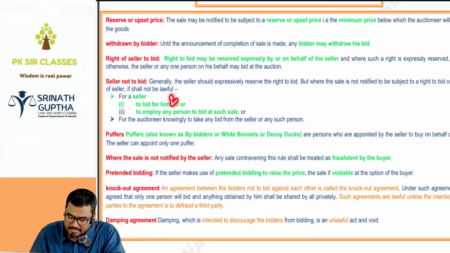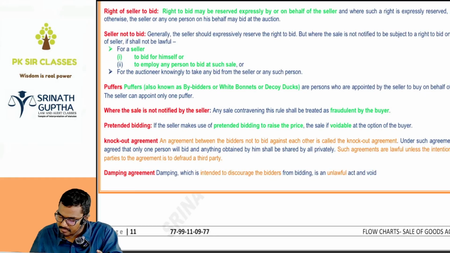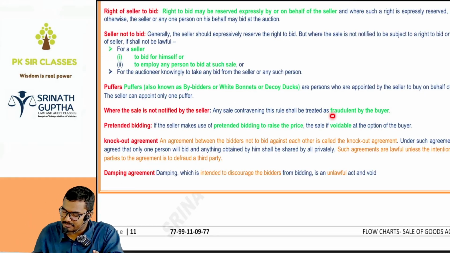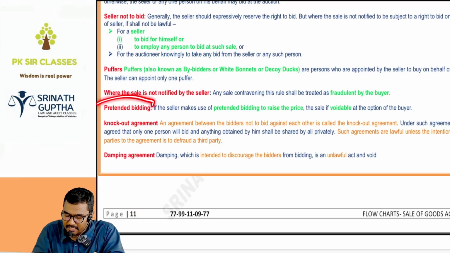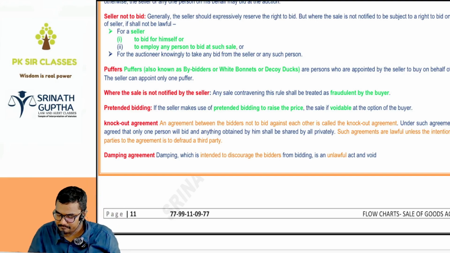The auctioneer can also participate by appointing one agent. He is said to be a puffer, by-bidder, white bonnet or decoy. If you are not following the rules of the auction, it is said to be a fraudulent auction. And if we are appointing any person just to increase the price, it is voidable at the option of the buyer.